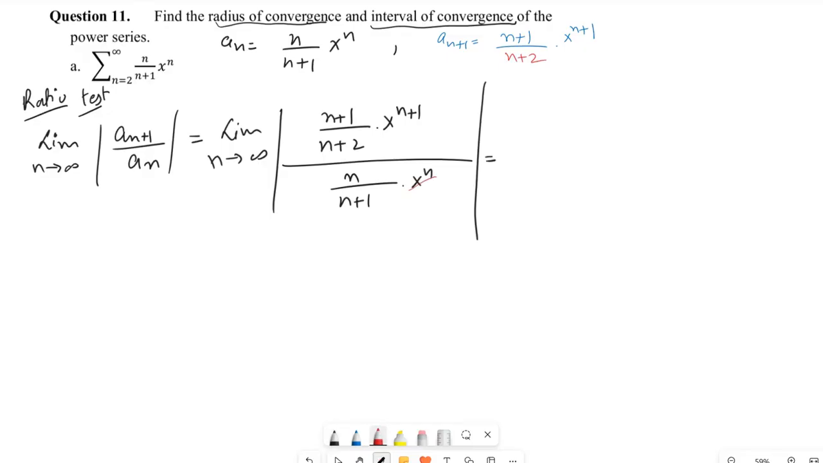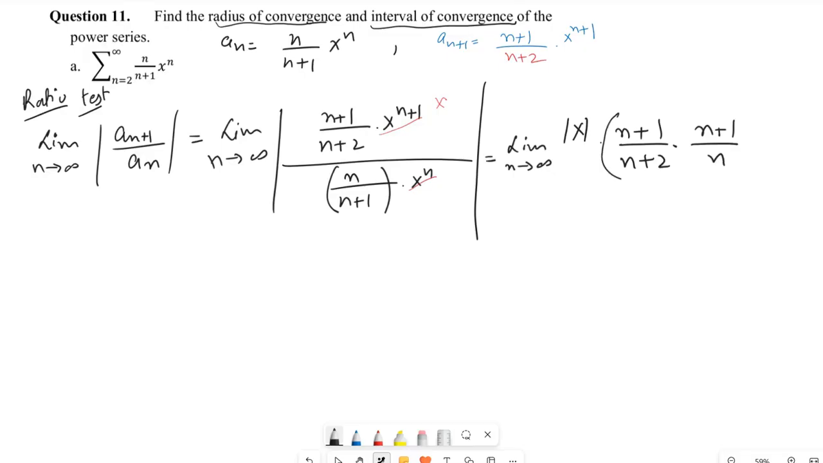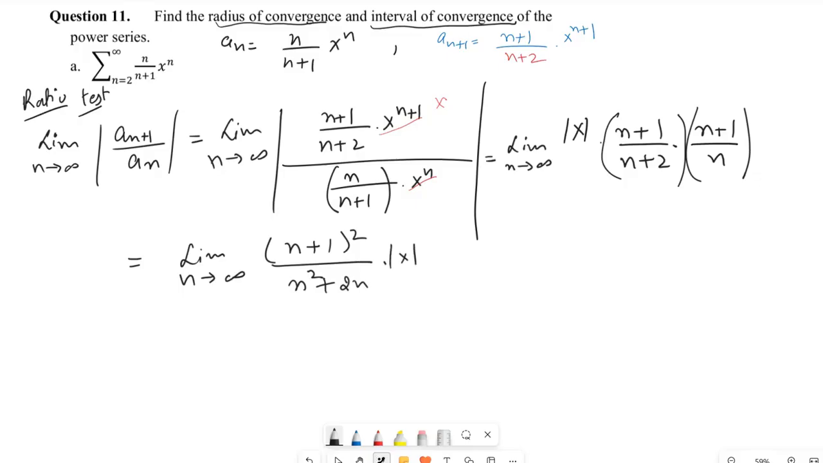x to the power n factors out with x to the power n plus 1, and only x will be left. We don't know the sign of x, so x has to become an absolute value. And the remaining is n plus 1 by n plus 2 times n plus 1 by n, since the denominator fraction flips and multiplies. So we have these two fractions, and we can write it as n plus 1 whole squared divided by n squared plus 2n, times the absolute value of x.